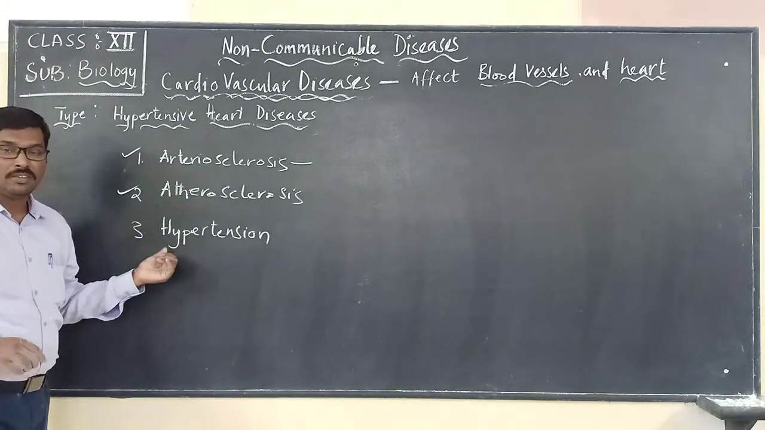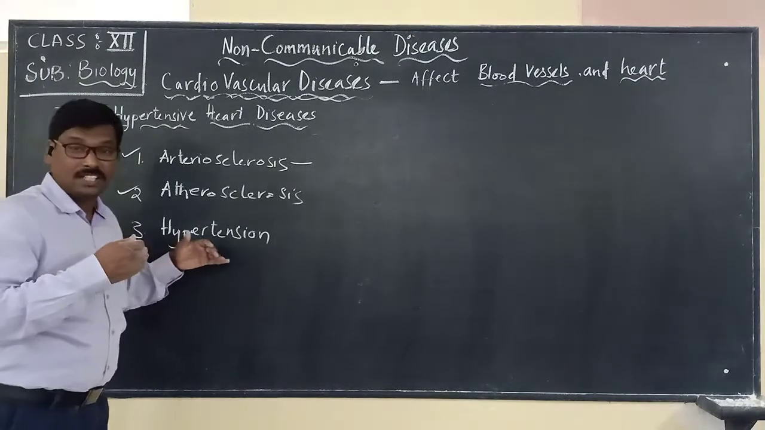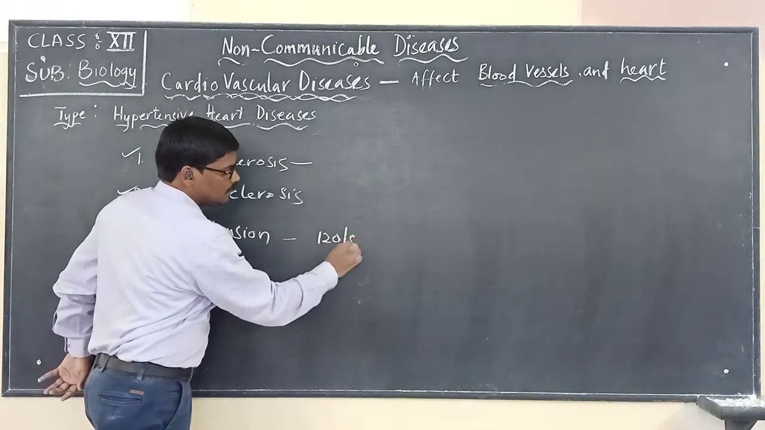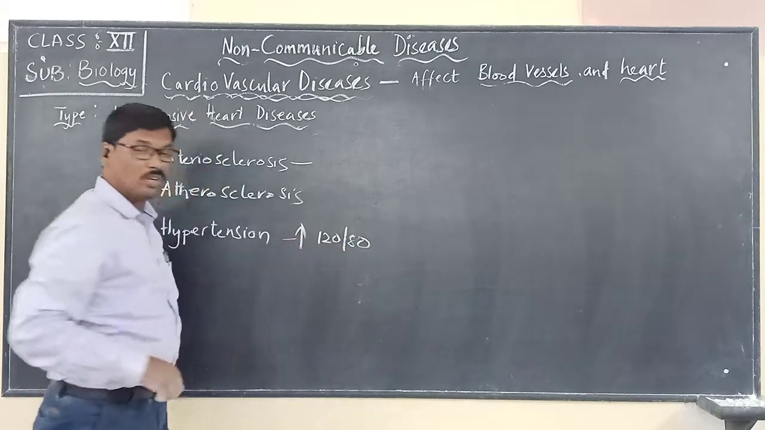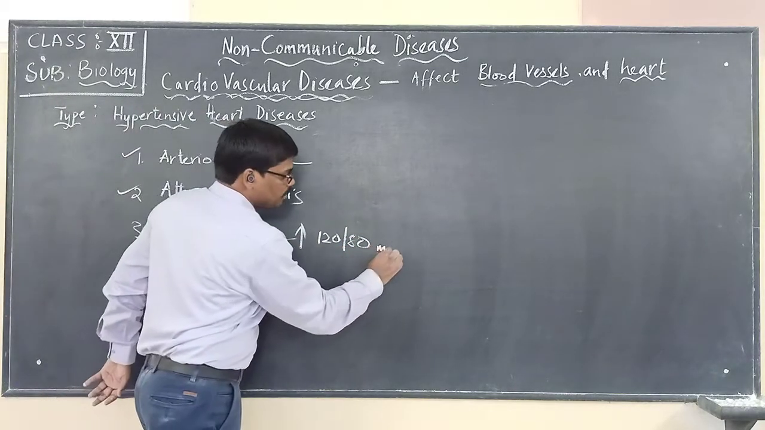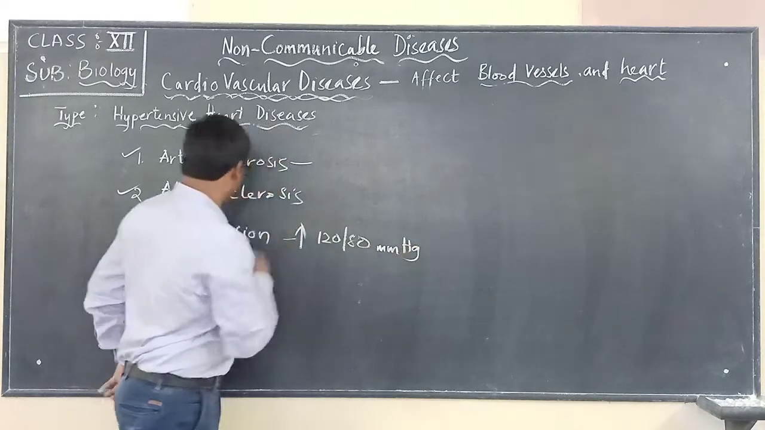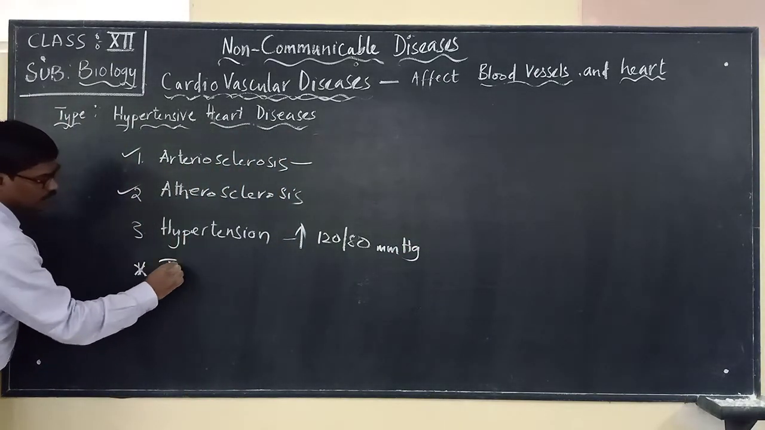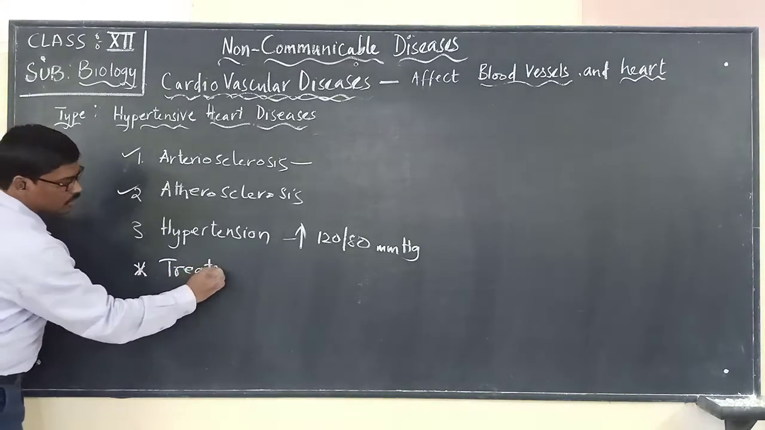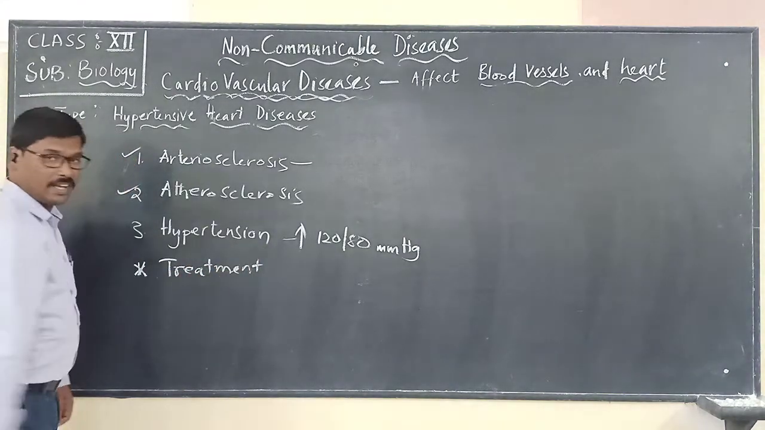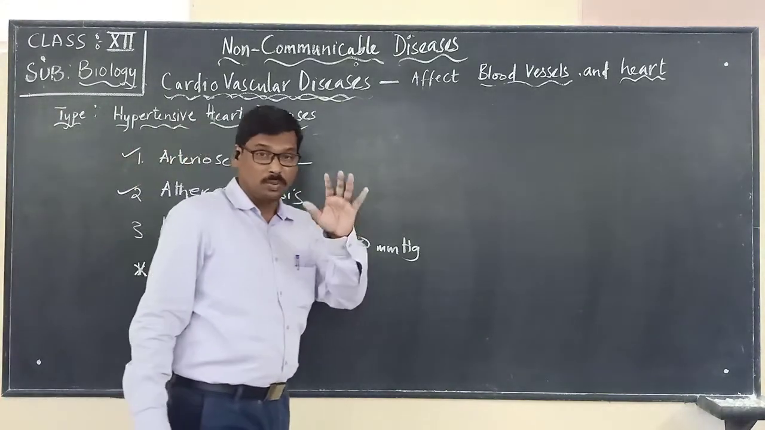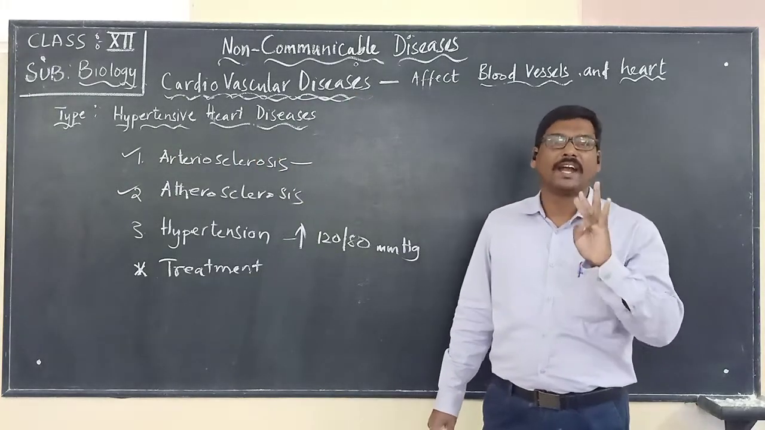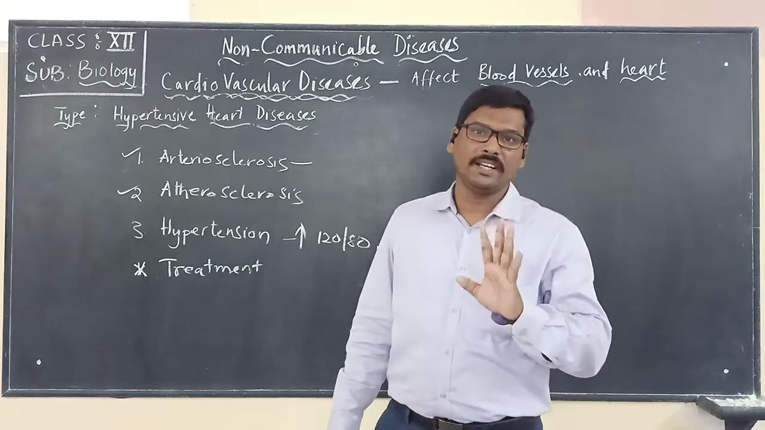Hypertension means what? When the blood pressure increases to more than 120 by 80 mmHg, we call it hypertension. And last, we studied about the treatment, where drugs are given to inhibit the action of the sympathetic nervous system, and dietary sodium should be taken less.